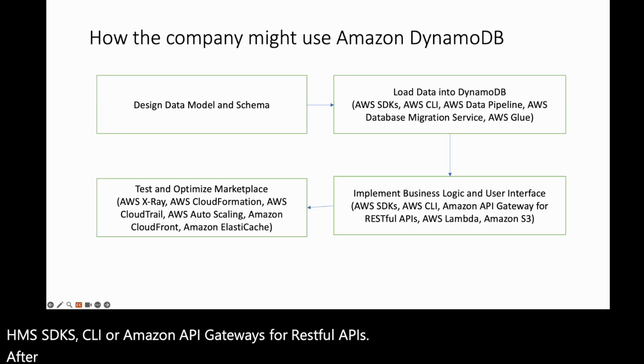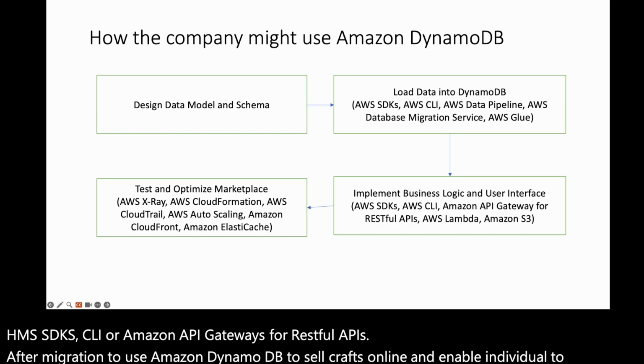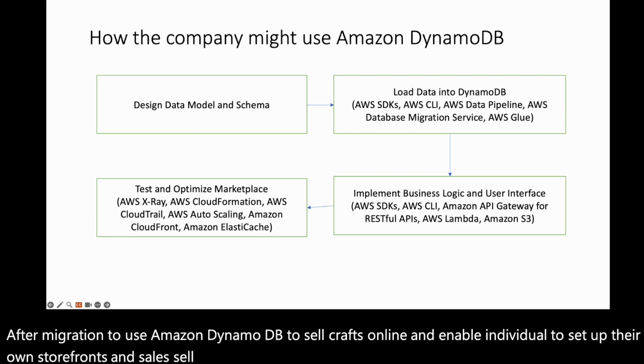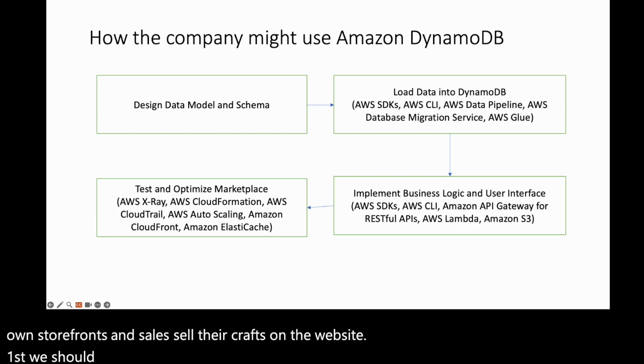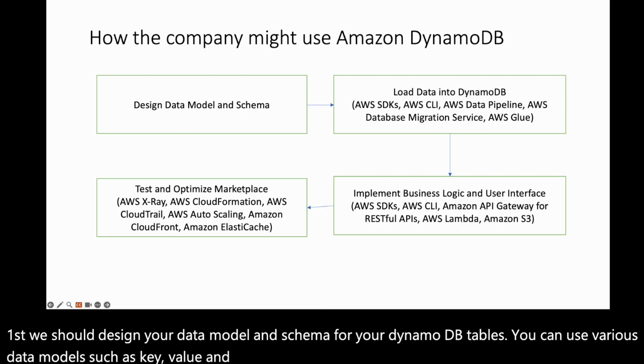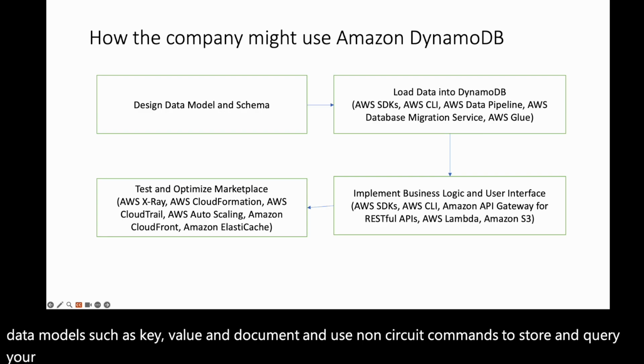After migration, you can use Amazon DynamoDB to sell crafts online and enable individuals to set up their own storefronts and sell their crafts on the website. First, we should design the data model and schema for your DynamoDB tables. You can use various data models such as key-value and document, and use NoSQL commands to store and query your data. You can also use primary keys, secondary indexes, and streams to optimize your data access and performance.